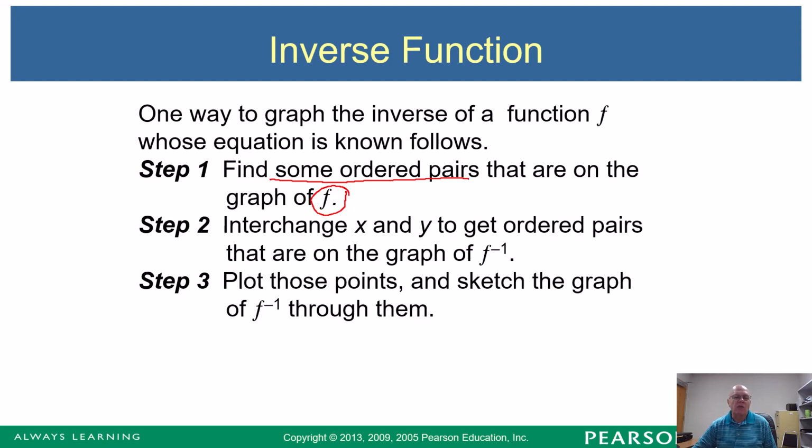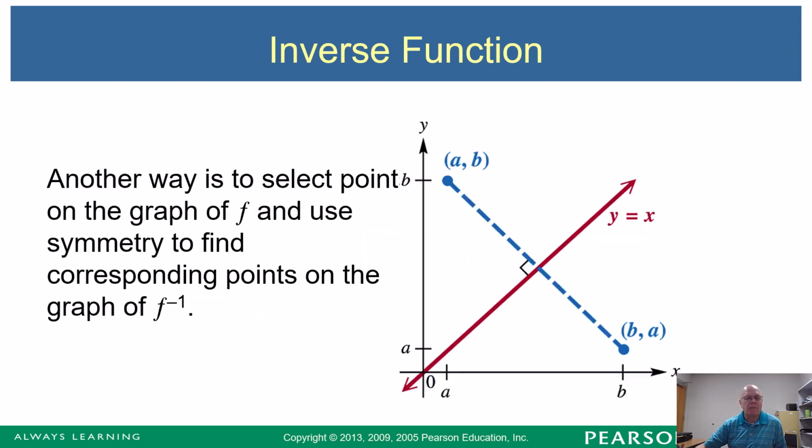Once you've got those ordered pairs, a bunch of x, y pairs, then swap the x and the y. That will help you graph f inverse. Plot those points, sketch the graph, draw a curve or whatever it is through all of them.